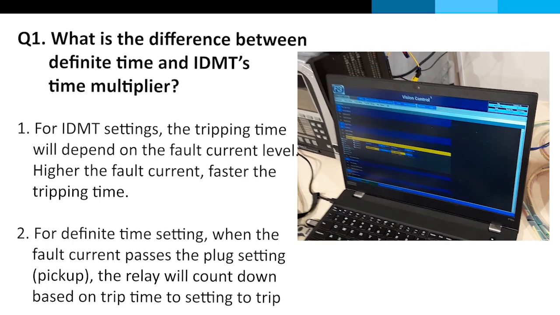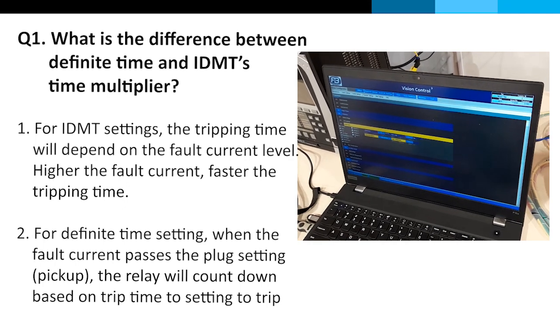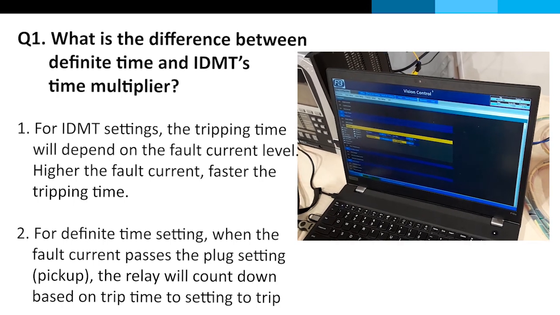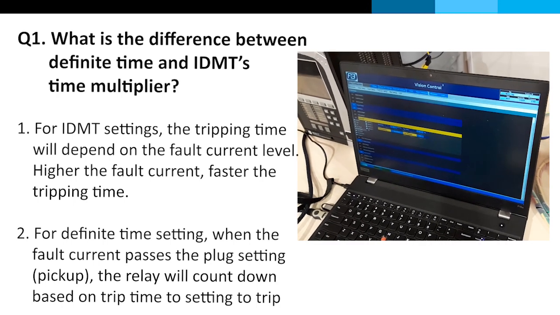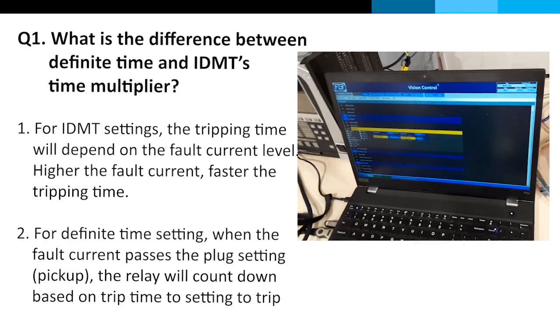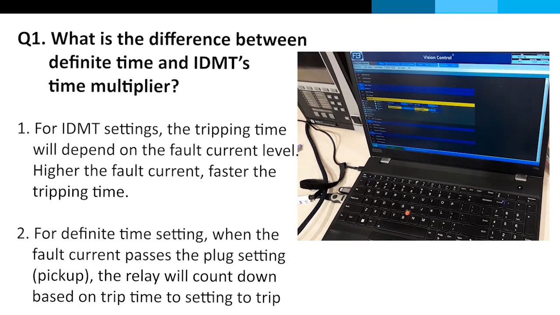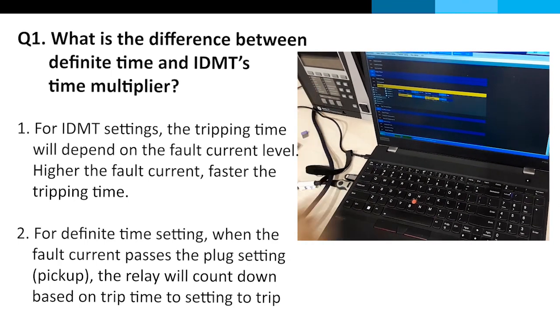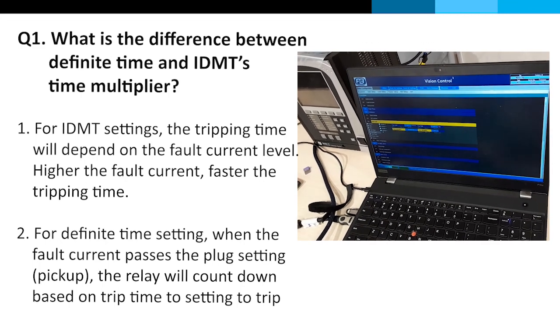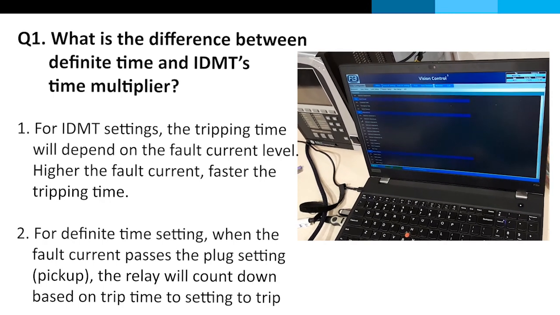Jadi kalau contoh kita share dekat definite time, apa beza trip time dengan time multiplier? Time multiplier dia slowly when the fault is higher, you will trip faster. Macam overload. Kalau definite time dia trip bila over the current, dia immediately trip at the setting time. Setting time means trip time. Trip time, ya.